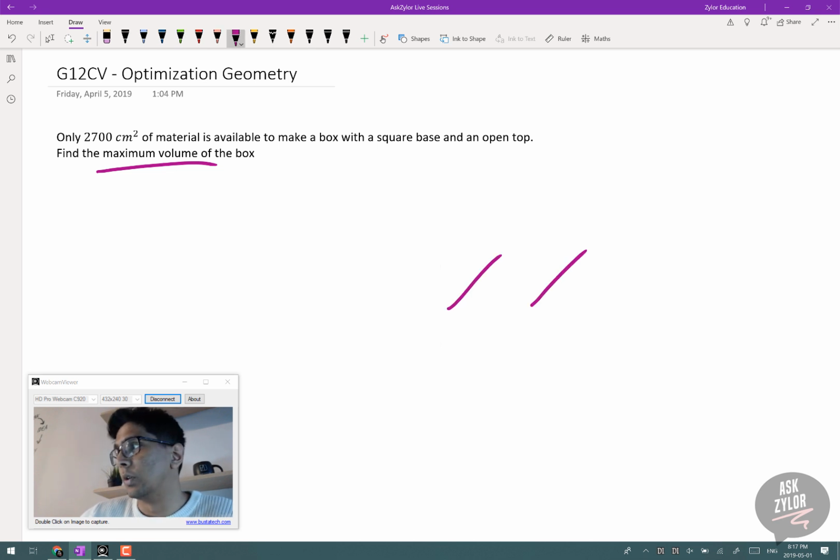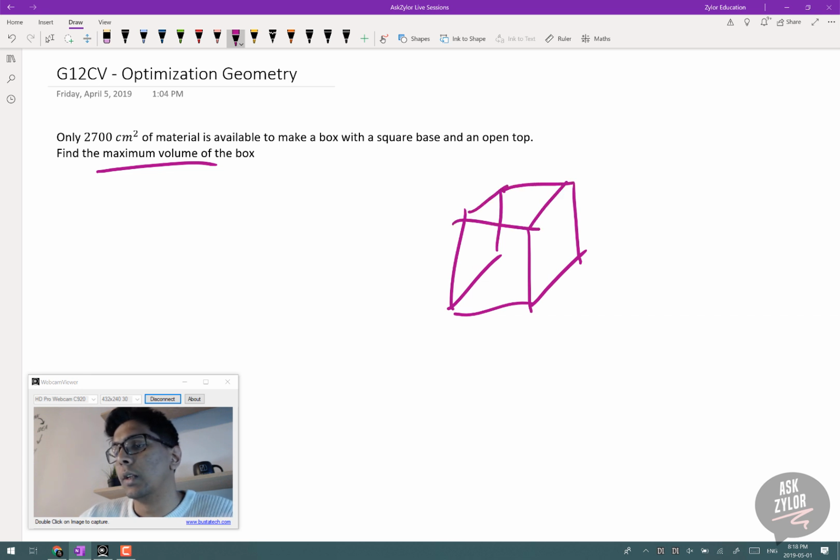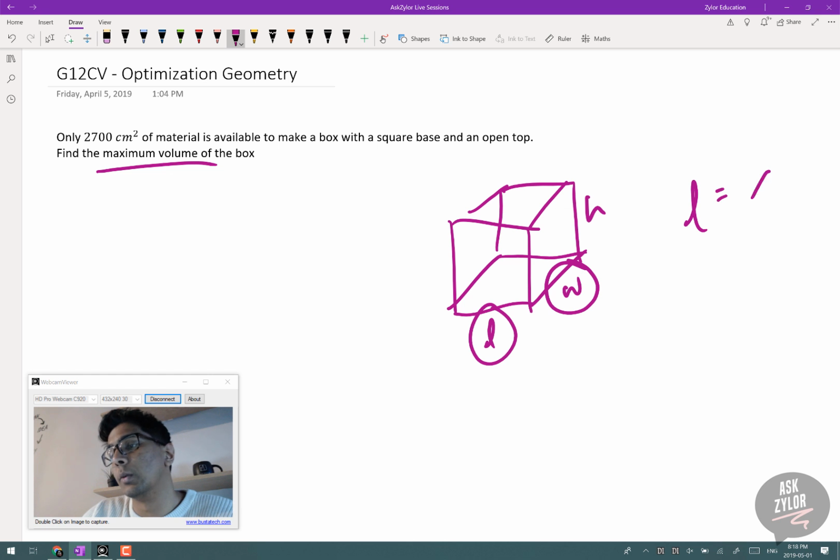So let's just draw a brief picture of this. Right. So the top is open, the rest of the sides need to be covered. So I'm going to say this is my length, this is my width, and this is my height. So since it's a square base, my length and width are the same. So I'm going to say my length is equal to x. So I have my width is also equal to x.